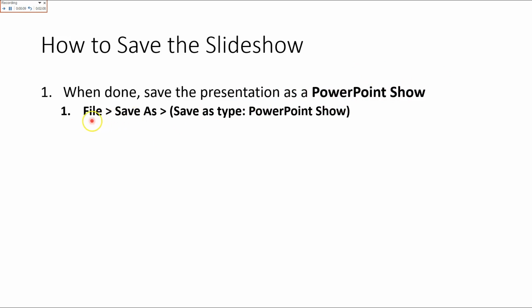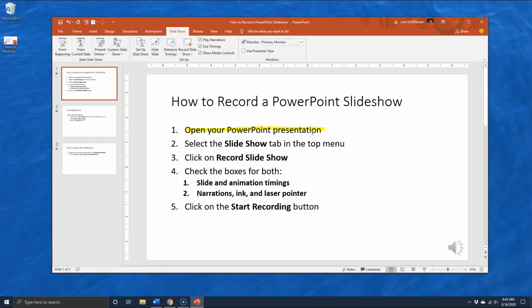I go to File, Save As, and Save As type PowerPoint Show. Okay, now I'm going to hit the next slide. And whoa, hold on, it's just disappeared, right? Where the heck did it go?